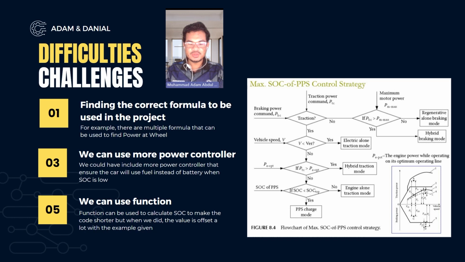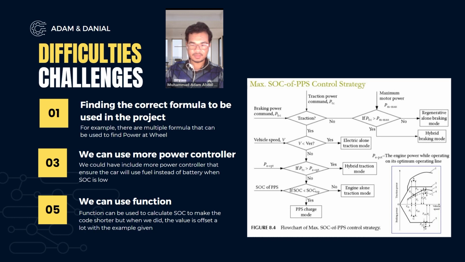Second, we can also use more power controllers or conditional statements to make the code more comprehensive and cover all the possible driving conditions. For instance, we could have included a power controller that ensures the car will use fuel instead of battery when SOC is low during acceleration, or when the traction power is more than the power that is optimal for the engine, the car will be in hybrid traction mode. However, we didn't include all the possible power controllers as we found that we get illogical values from the output. Thus, we only include a few power controllers to cover the basics of the distribution of power between fuel and battery pack.